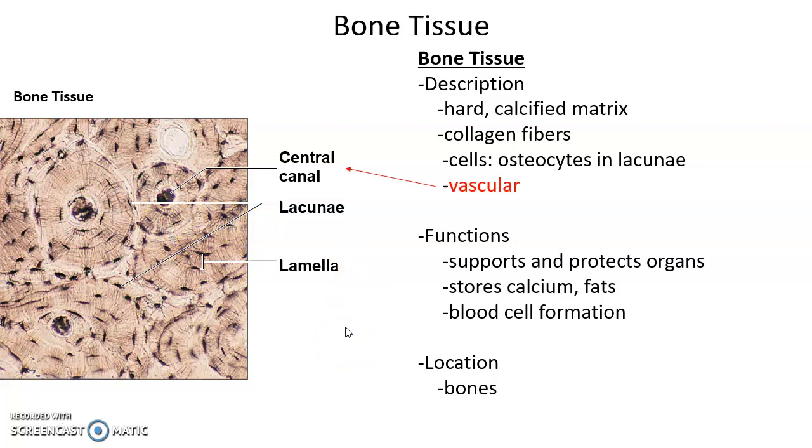Bone tissue is very vascular. Blood vessels are found in the central canals of the bone tissue. And bone tissue helps to support and protect organs. So the skull protects the brain. Bone tissue stores calcium, and also can store fats in the yellow bone marrow. And all blood cells are formed in bone tissue, in the red bone marrow. Surprise, surprise, bone tissue is found in our bones.